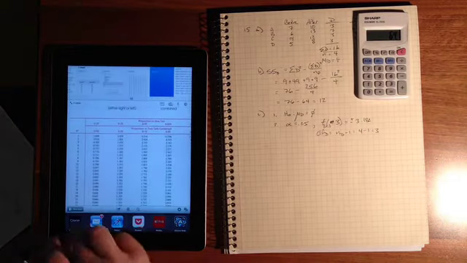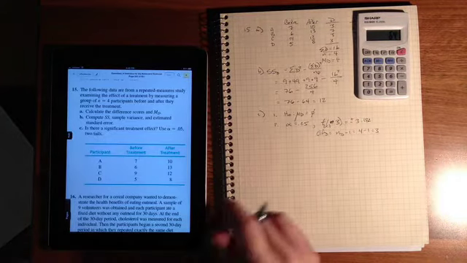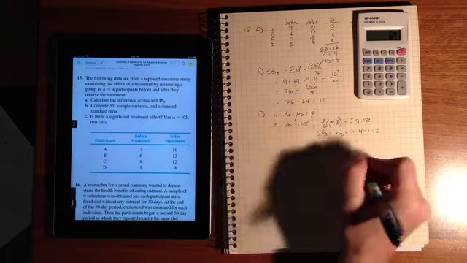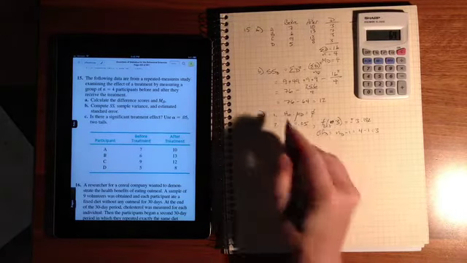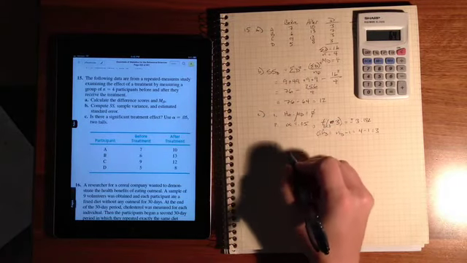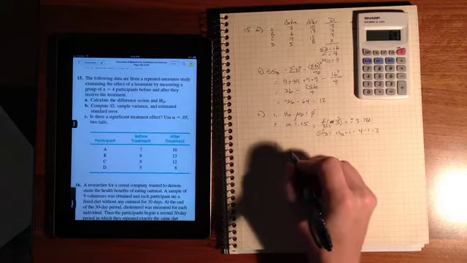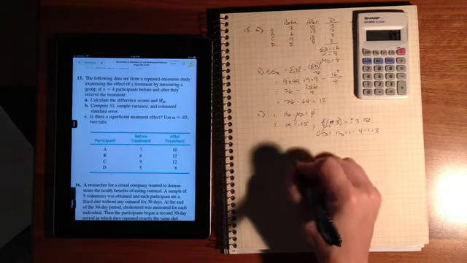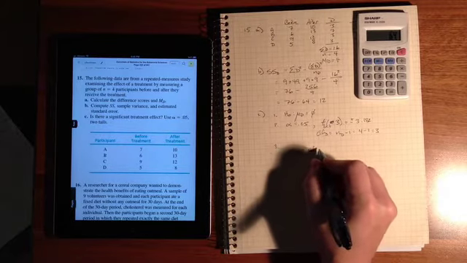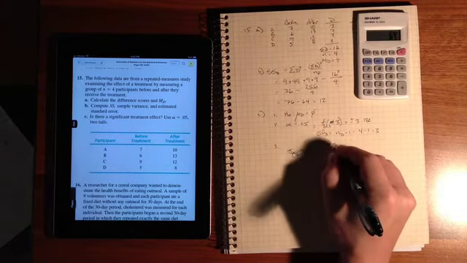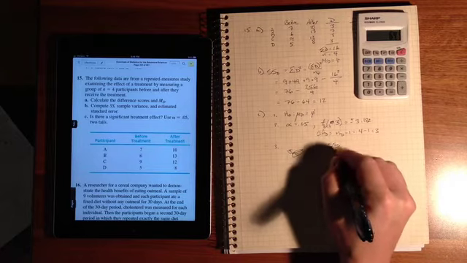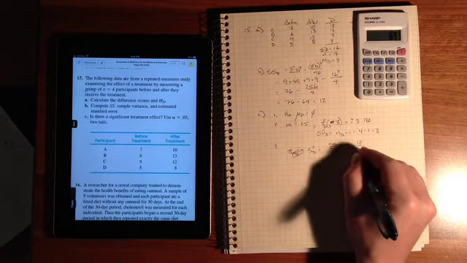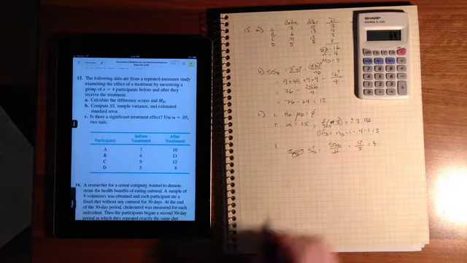Alright, back to our text. Step 3 is to calculate t. We already have the sum of squares, so I'm going to calculate the estimated standard error of the mean difference score. Sorry, I'm going to do the variance first. Which is the sum of squares for the difference scores over the degrees of freedom. That's 12 over 3, or 4.